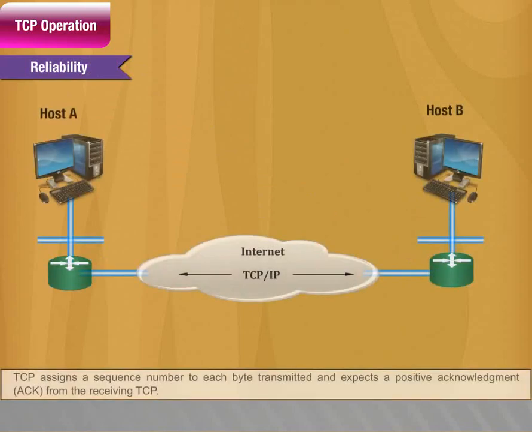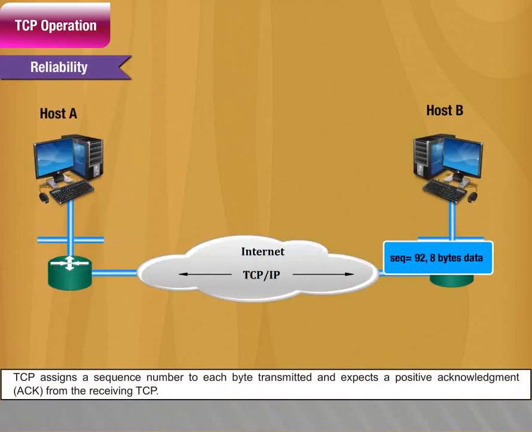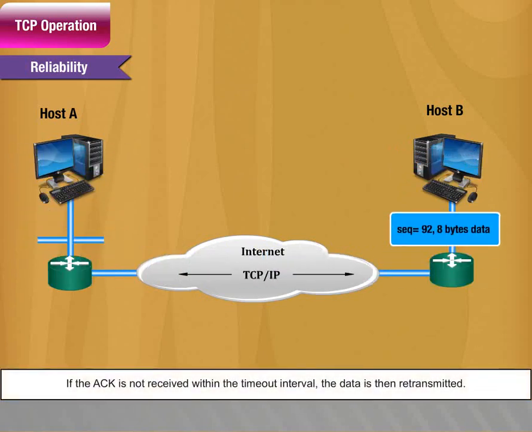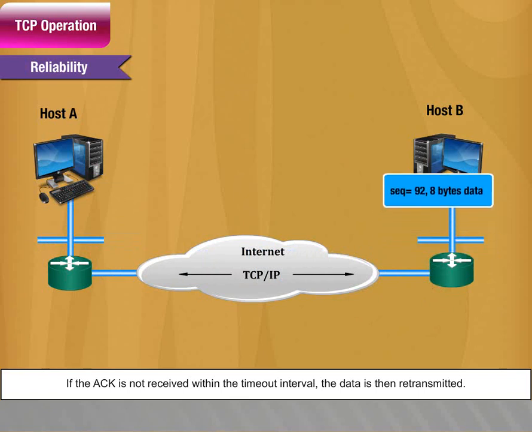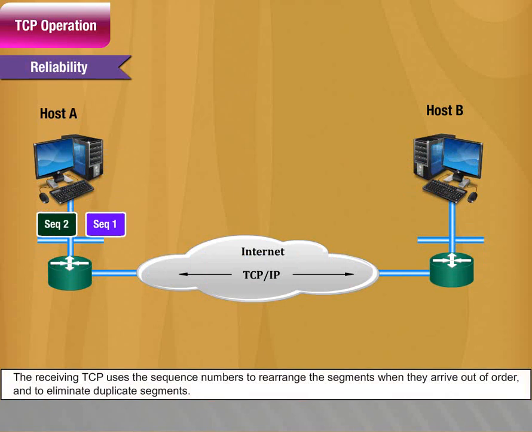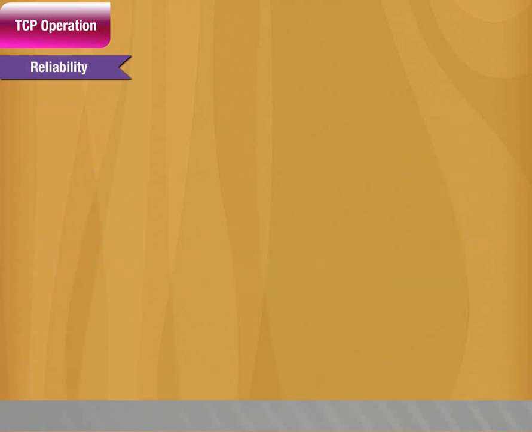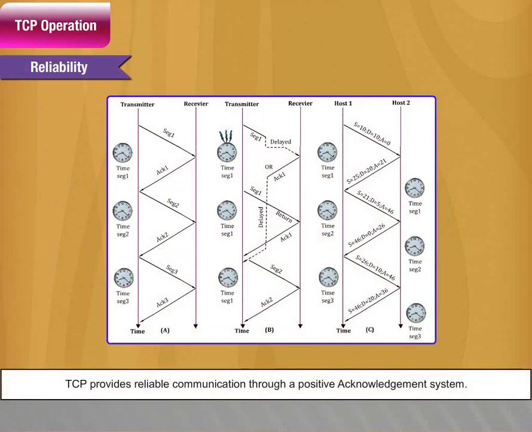Reliability. TCP assigns a sequence number to each byte transmitted and expects a positive acknowledgement (ACK) from the receiving TCP. If the ACK is not received within the timeout interval, the data is then retransmitted. The receiving TCP uses the sequence numbers to rearrange the segments when they arrive out of order and to eliminate duplicate segments. TCP provides reliable communication through a positive acknowledgement system.